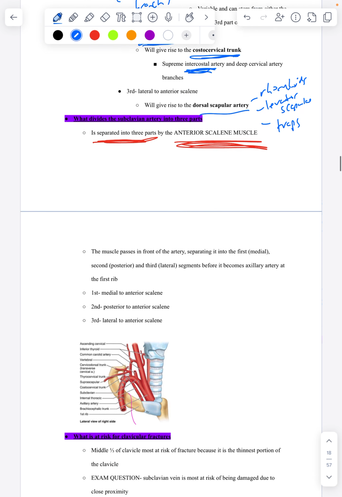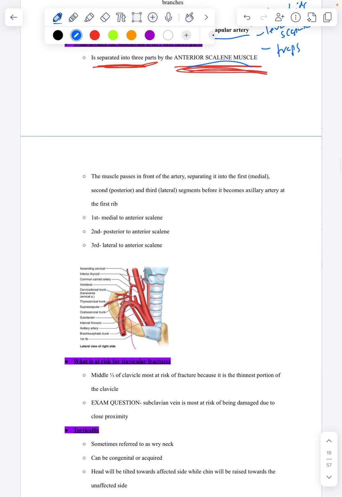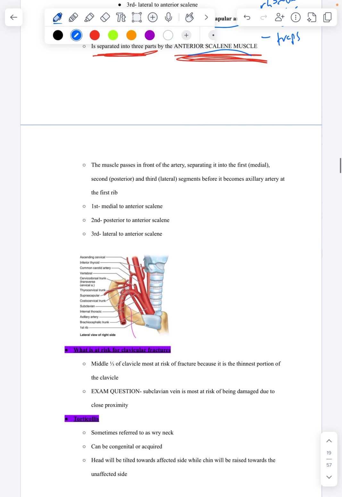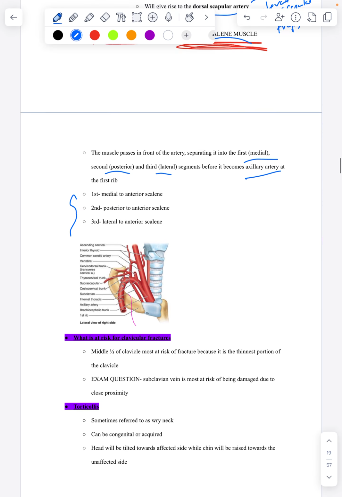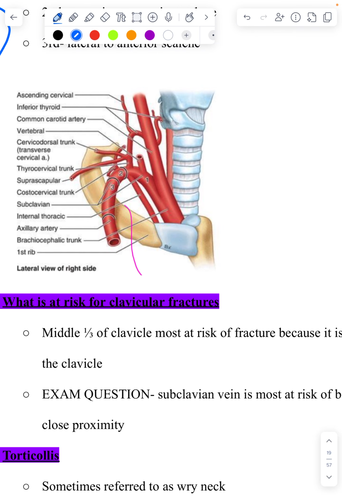Okay. So, again, separated by anterior scalene muscle. The muscle passes in front of the artery, which we know because we said the artery is posterior to it. Separating it into the first, which is medial, second posterior, third lateral, before later on becoming the axillary artery. All right, we said this already. And this shows you a picture of the three parts to it. And then later on, after the first rib, now it's called axillary artery.